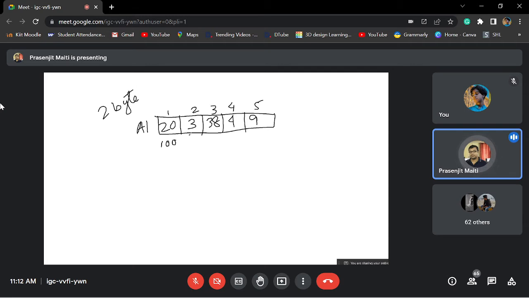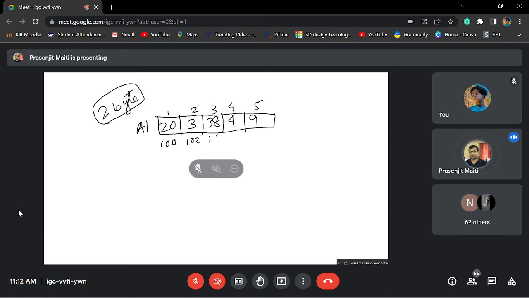So what is the address of the next location? It is an integer type array. To store one integer, we require 2 bytes of space, and the starting address is 100. What is the next location address? 102. Then 104, then 106.